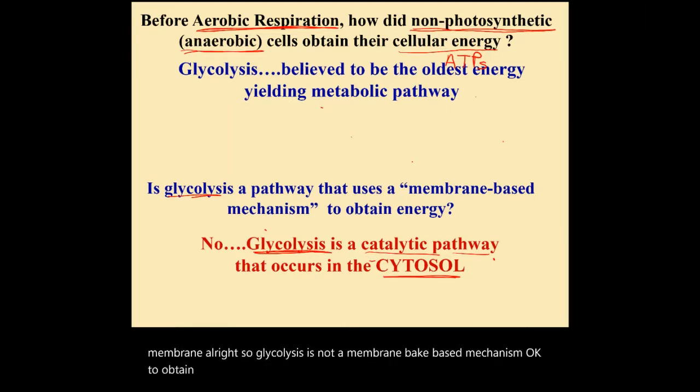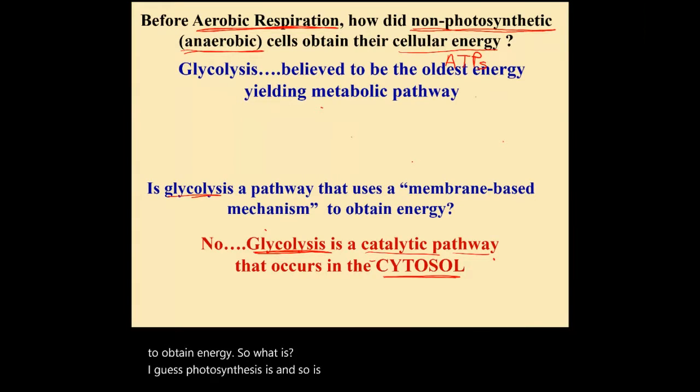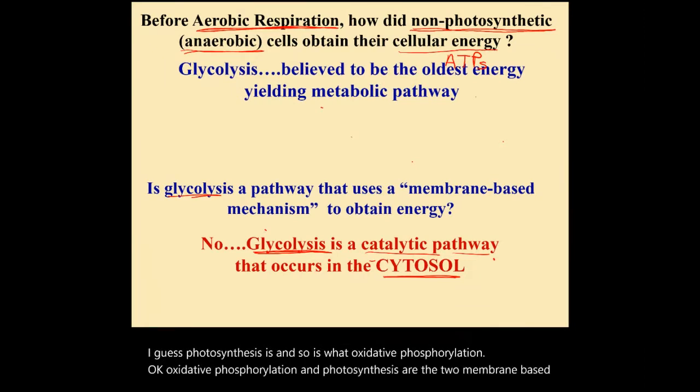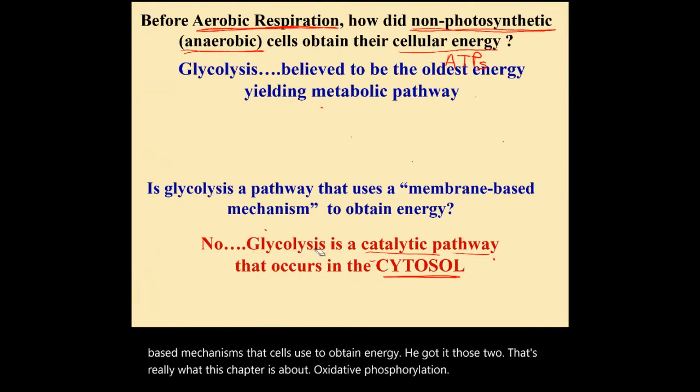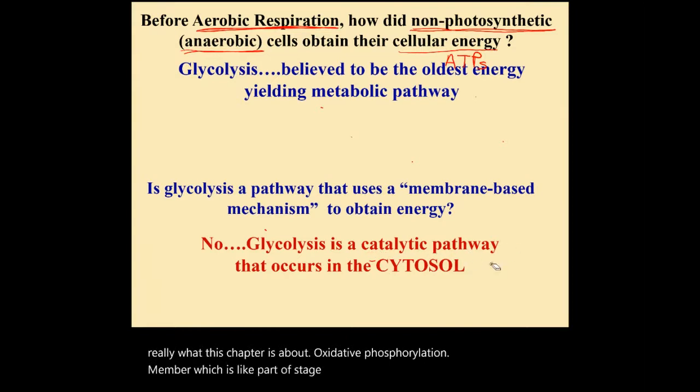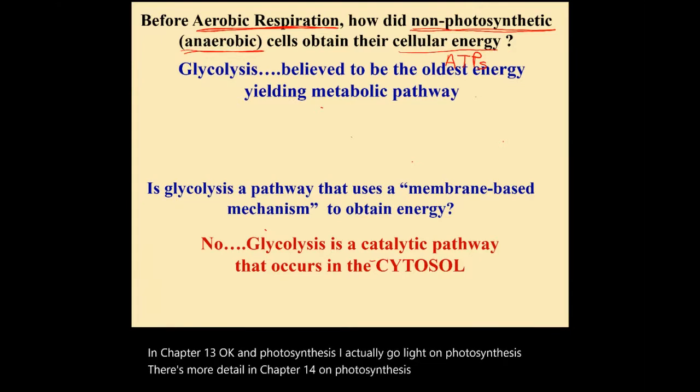So what is? I guess photosynthesis is, and so is what? Oxidative phosphorylation. Okay, oxidative phosphorylation and photosynthesis are the two membrane-based mechanisms that cells use to obtain energy. Got it? Those two. That's really what this chapter is about. Oxidative phosphorylation, remember, is part of stage 3 in chapter 13. Okay, and photosynthesis. I actually go light on photosynthesis. There's more detail in chapter 14 on photosynthesis than even what I expect you to know.